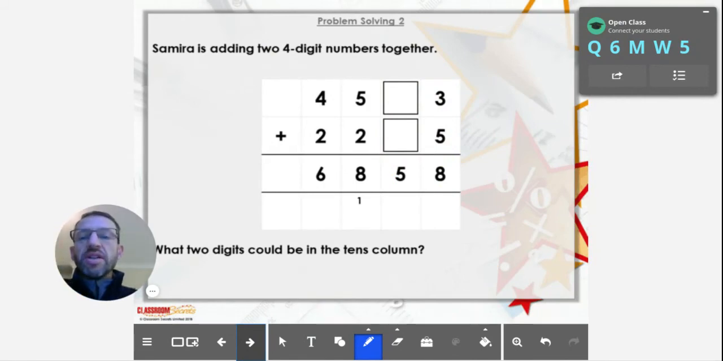Here's a missing numbers puzzle. Samira is adding two 4-digit numbers together. What two digits could be in the tens column? What could be in there?